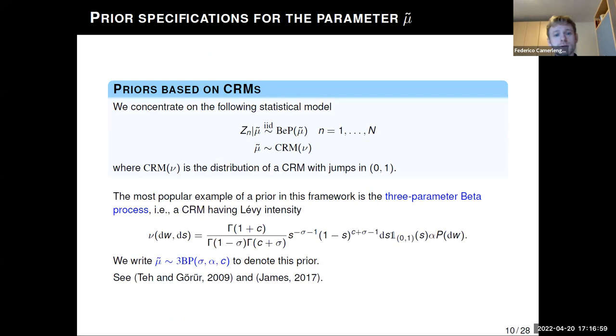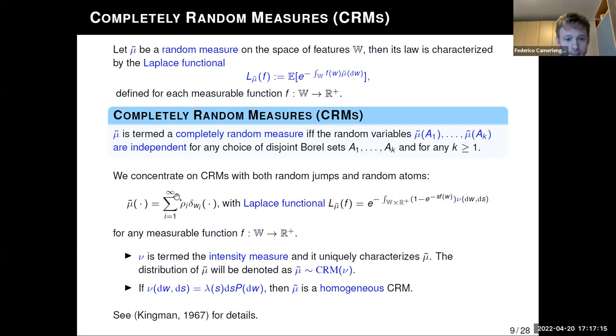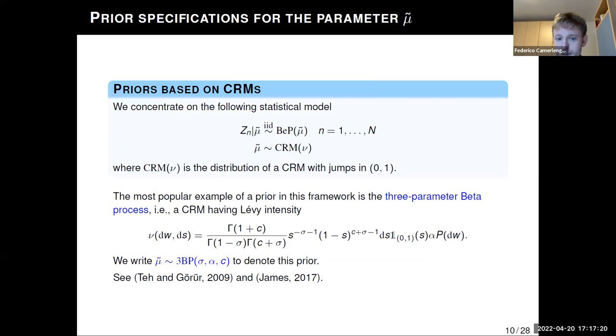We consider our Bernoulli process model, and we assume to work with a completely random measure prior. We also have to consider completely random measures with jumps in (0,1), because, if you remember, the jumps of the completely random measure are the parameters of the Bernoulli random variables. A popular choice in this context is the three-parameter beta process. The three-parameter beta process is a completely random measure having the following Levy intensity. This completely random measure has been introduced and discussed by Teh and Görür.